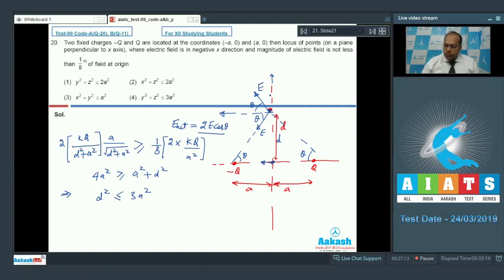Now the locus of the points on a plane perpendicular to the x-axis is a circle and we can write y square plus z square is equal to d square. So this is a circle of radius d. So we can say that d square is also equal to y square plus z square and that is less than or equal to 3a square. So option 4 is the correct answer. Let's move to question number 21.